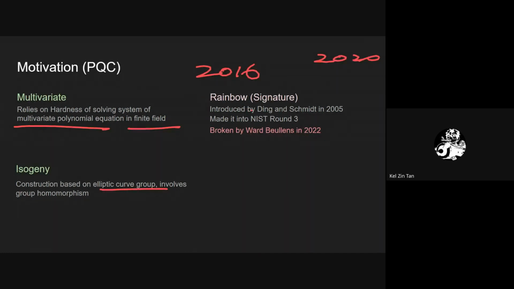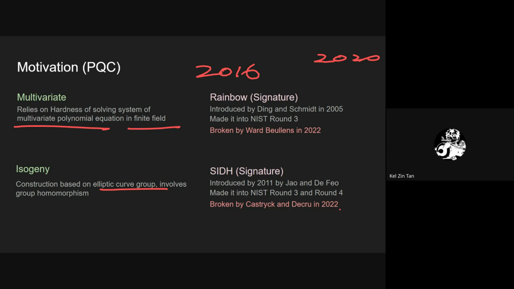But then just one paper in 2022 showed up and showed that they have an attack on the signature scheme. And basically all the work that had been done on this before was just gone. Then for the isogeny case, we have this scheme. This is also a signature scheme. Again, it was introduced in 2011, made it into round 3 and round 4, but in the end, it was still broken in 2022.